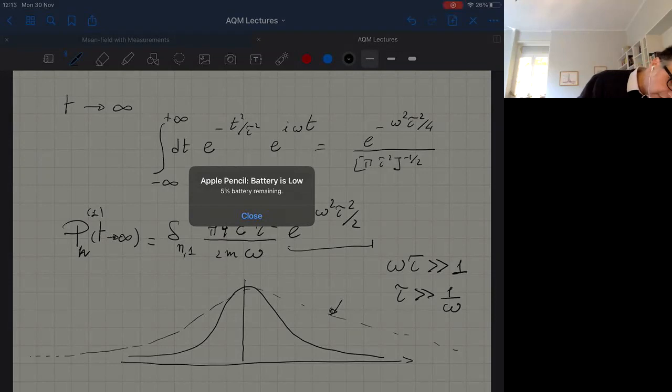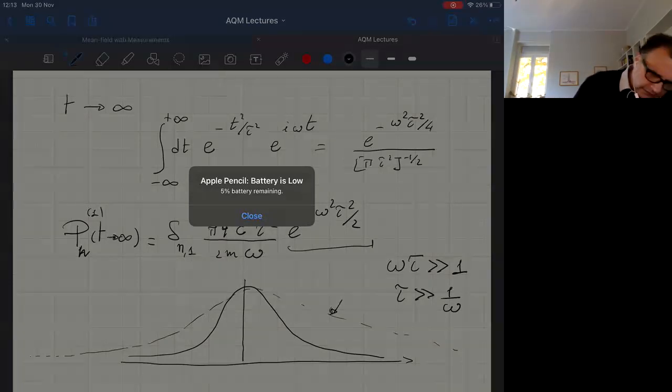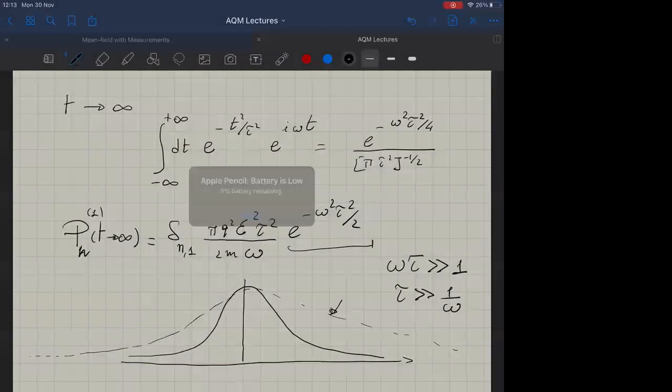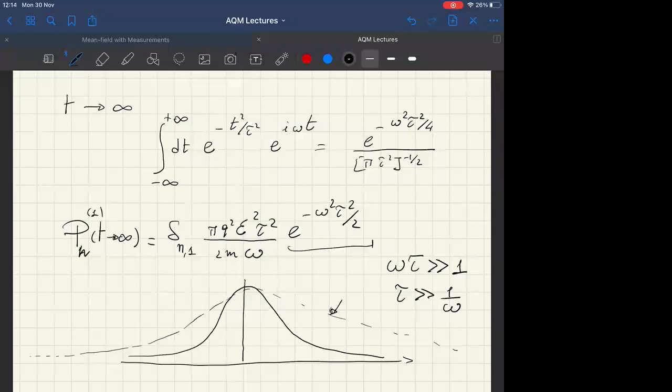Sorry, I did not hear. Can you repeat? Actually, I just want to confirm. So that's the reason why when we have tau greater than 1/omega, the probability to go into the state one goes to 0.